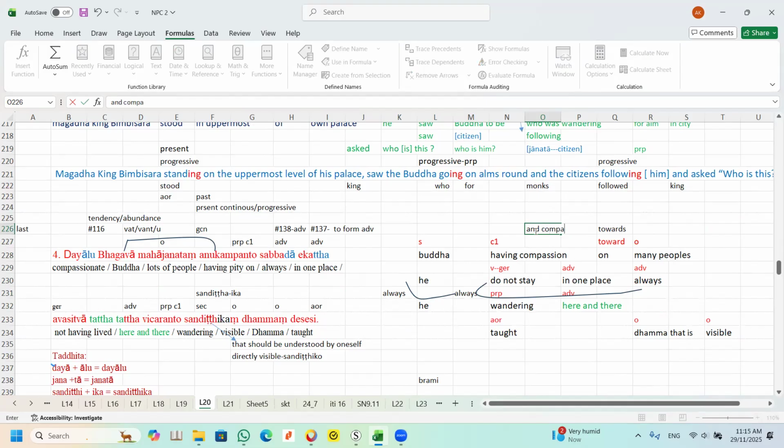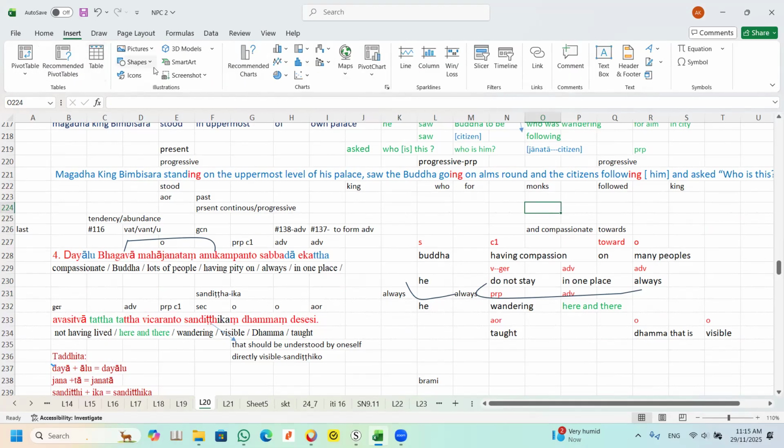Then compassionate. Okay, the Buddha having compassion and compassionate towards many people. Are these two the same? Same. In English, we don't repeat, because if the meaning is the same, we don't repeat.